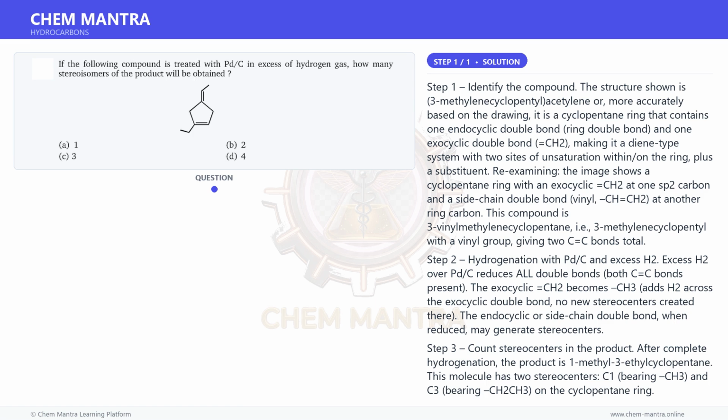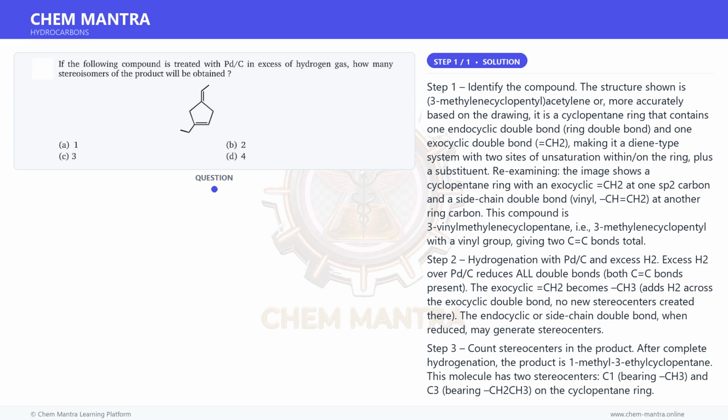However, because Pd/C hydrogenation delivers H2 from the same face, syn addition, in a cyclic context, and the question asks how many stereoisomers are obtained, catalytic hydrogenation of the cyclopentane ring double bond proceeds with syn addition giving predominantly one diastereomer, cis, but both faces can be attacked giving both enantiomers of the cis product, racemic cis.